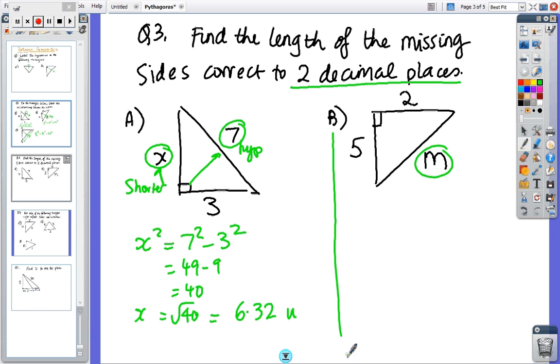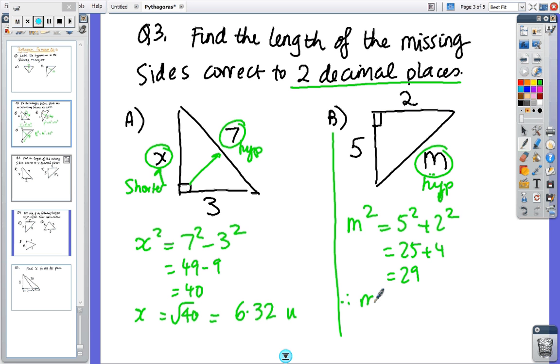In the second one, the hypotenuse is what we're trying to find, so that's the longest side, so we have to add. So m squared will be 5 squared plus 2 squared, 25 plus 4, 29. So m equals the square root of 29, which is the exact answer, but I want a decimal answer, so I square root 29, and I get 5.385. I put in the extra place because we have to round, so it's going to be 5.39 units, whatever the units are. So I put in the extra place there just to show you that we had to round up.